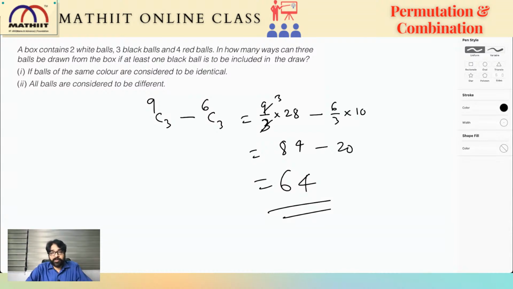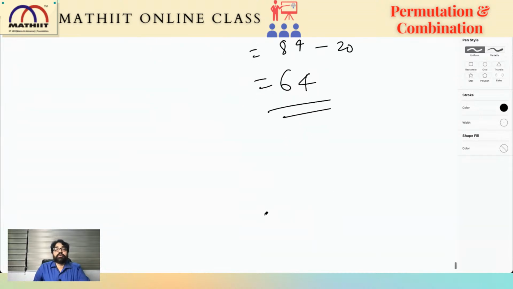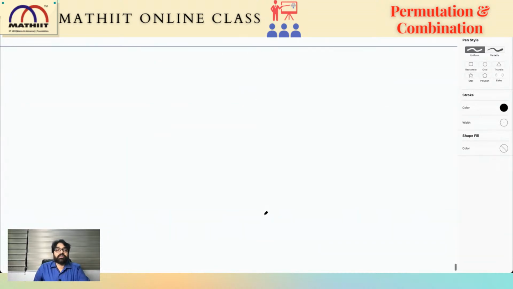Did anybody do it by the coefficient method? Anybody got the answer 64 by the coefficient method? Okay, one student got it by the coefficient method. Fine. So this is the way we used to select it. The coefficient method is not limited to this. You can use it in some other situations also.